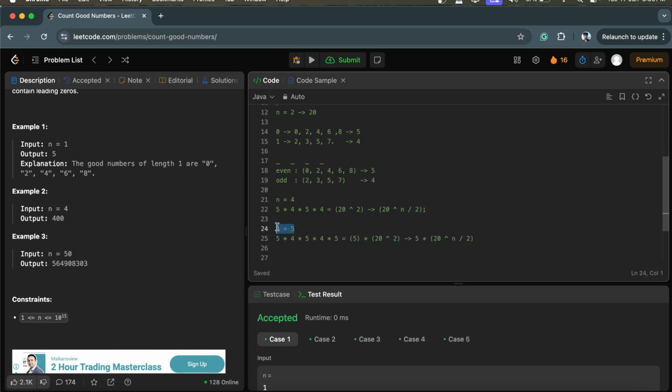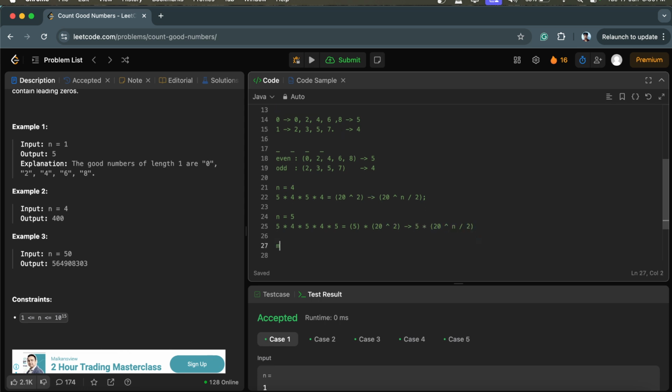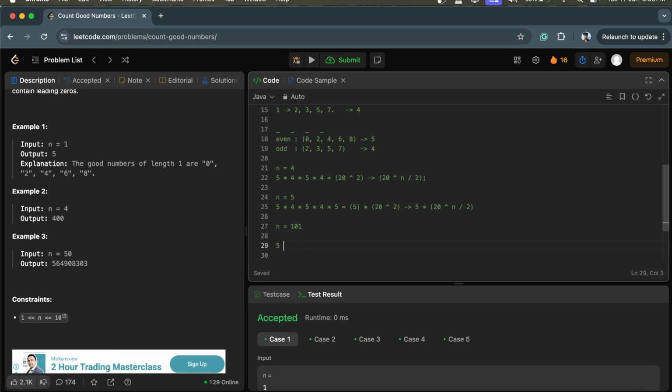If n is equal to 5, this is how the numbers get represented: 5 into 4 into 5 into 4 into 5. So basically an extra 5 is something we get outside, and 20 to the power of 5 divided by 2. That is how we can represent it. So now the idea is clear. Let us suppose n is equal to 101, so what we can do is 5 into 20 to the power of 101 divided by 2, which is basically 50. If we solve this, we can get the answer. The idea is pretty much clear now.